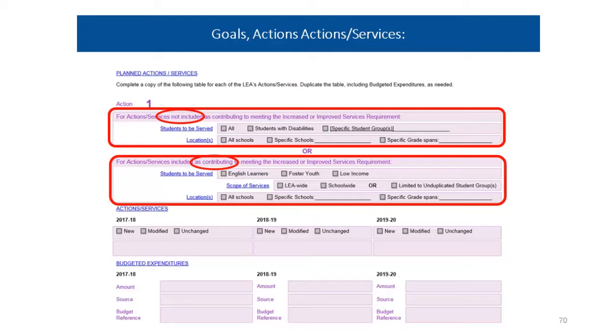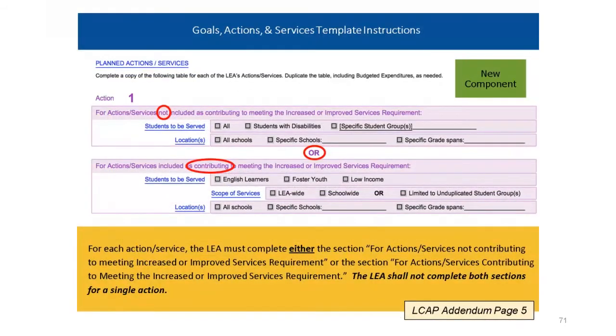These services may be limited to one or more unduplicated pupil group, or they may be provided on a charter-wide basis, but they need to increase or improve services for unduplicated pupils in comparison to services for all students. This screenshot focuses on the key change in this section. You can see the word "or" is in between the 2 boxes. This means the action must apply to one or the other, and you may not check both boxes.